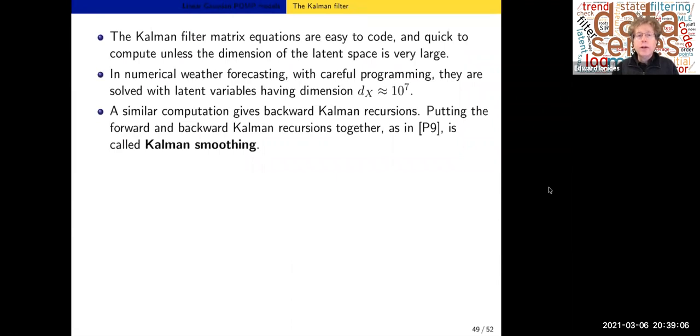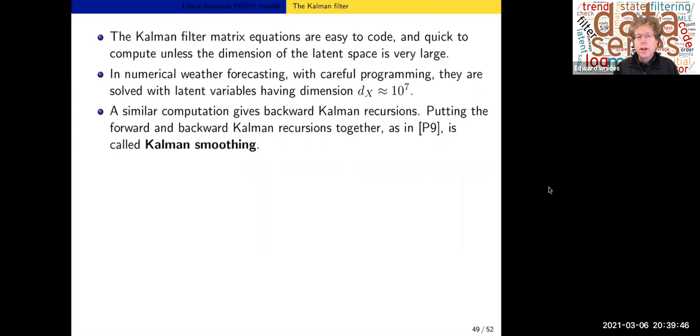The thing we most need to notice is that the Kalman filter matrix equations are easy to code. They're a bit messy, but you write them up and it's 4 lines of code if you're using a coding language that allows you to write matrices. They're quick to compute unless the dimension of the latent space is large, so you're in a good situation. With care, in really large models such as numerical weather forecasting, you can even scale up these calculations to massive dimensions such as 10 to the 7.